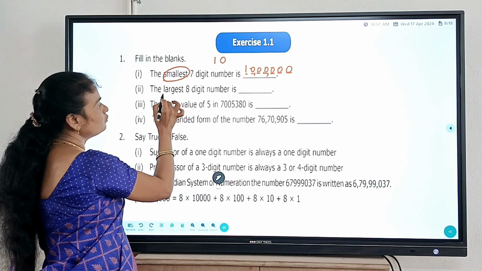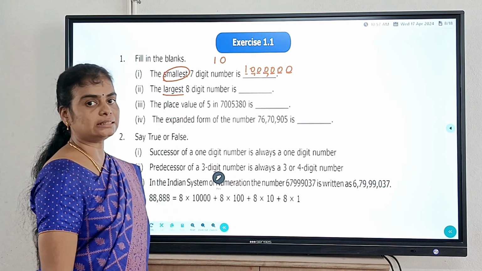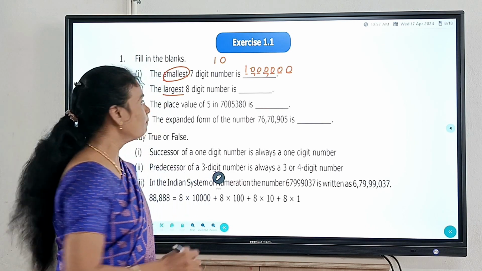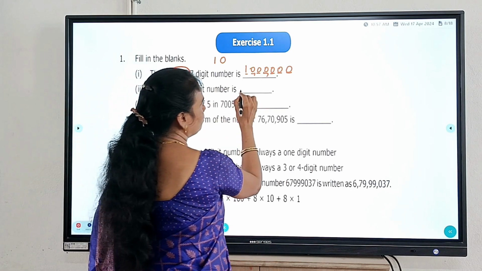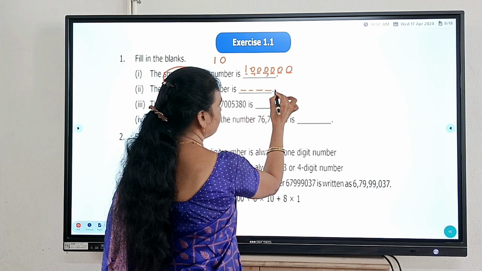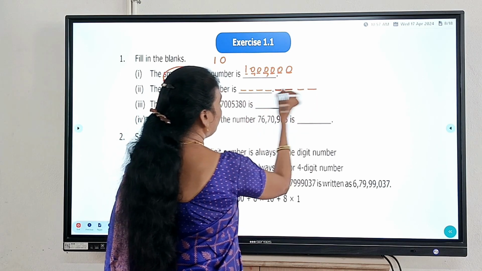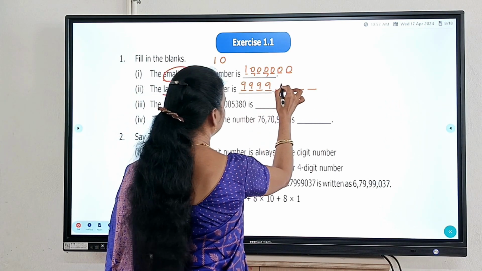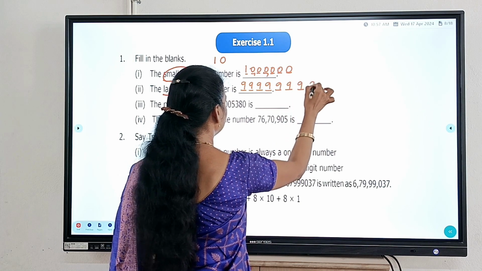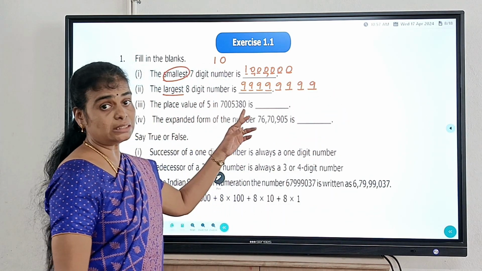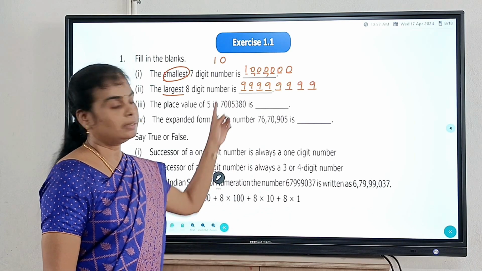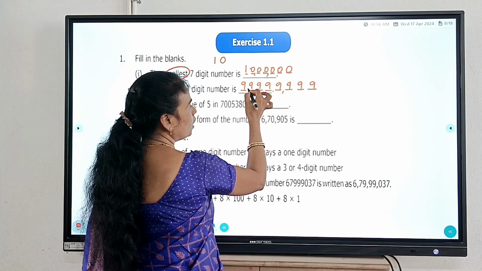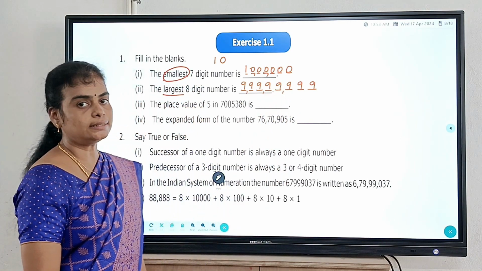Next one, the largest 8-digit number. So again, this is also of the same kind. It is given as largest. But largest means what number should come into your mind? You must get 9 in your mind. So largest 8-digit number means you have to write 8 places here, and all the places should be filled with 9. Can we leave it as it is? No, you have to put commas and separate the numbers. So 1, 2, 3, 1, 2, 1, 2 as per the Indian system.